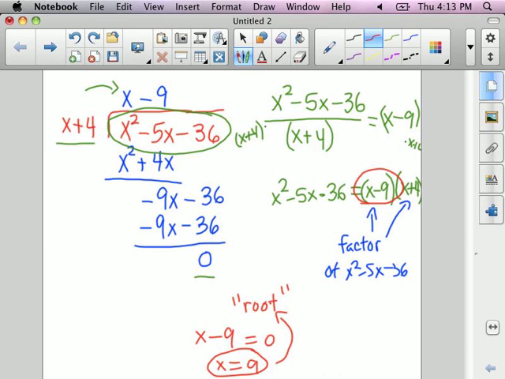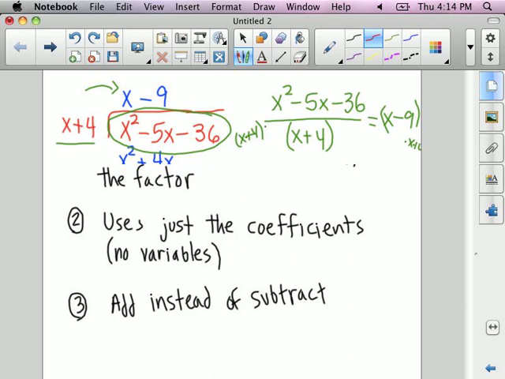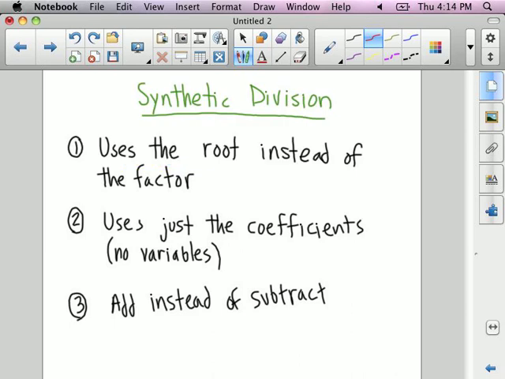In my other part, I had x plus 4 equals 0. That x plus 4 is my factor. My root is x equals negative 4. That vocab is going to come into play on our next slide here, where we learned about a new division process called synthetic division. And I have the 3 rules written out right here.